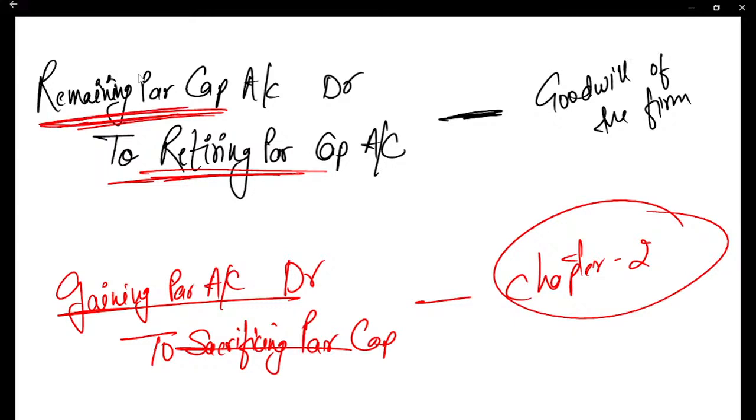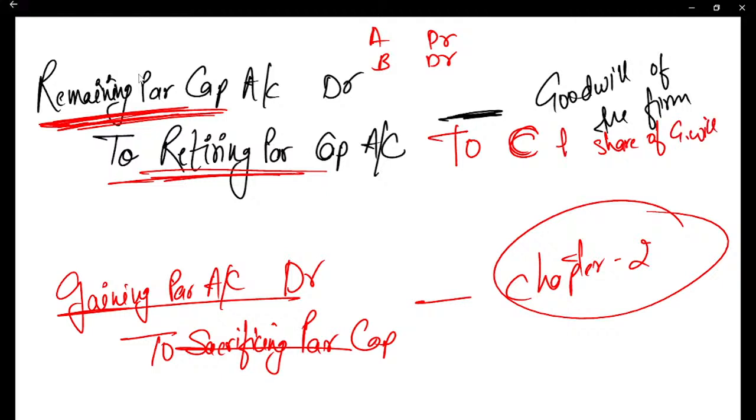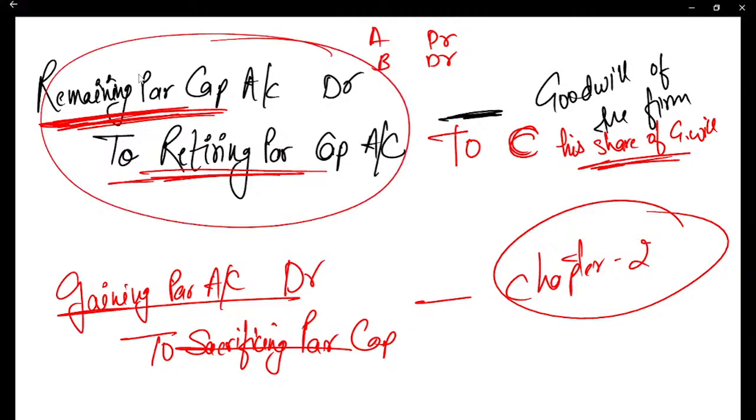So remaining partners will be debited, A and B will be debited, and C, the retiring partner, will be credited with his share of goodwill. आप उसके शेयर की goodwill के साथ उसको क्या कर दोगे? Credit कर दोगे. He will be credited with his share of goodwill. So this is the journal entry for the goodwill when it does not appear in the books. Is it clear?